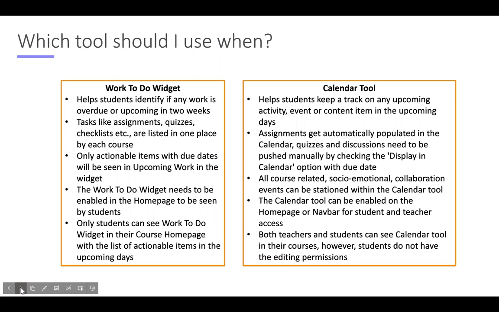So circling back to the work to do widget and the calendar tool. The work to do widget needs to be enabled on the homepage. However, the calendar tool can be set up in the navbar, or it can be accessed through the homepage, depending on your own needs. You can set it up both ways. The work to do widget can only be accessed through the homepage, and only students are able to see it. As an educator, you enable it on the homepage, but you do not see it yourself. And again, for any assignments due in the coming 2 weeks, you can only push them into the work to do widget if you add a due date to your assignment or action item. Otherwise, it won't be seen.